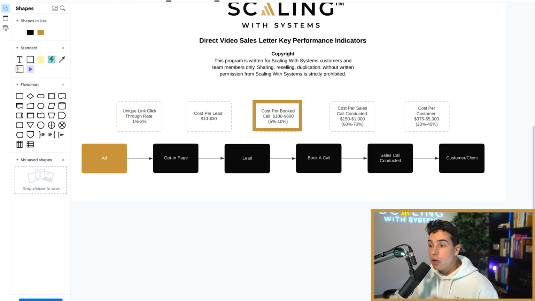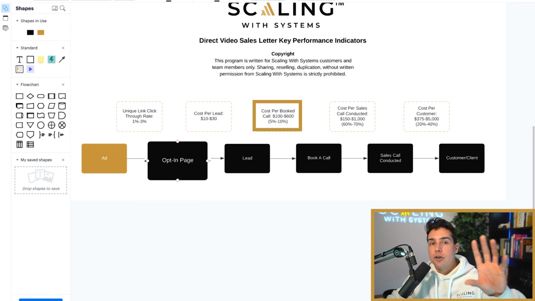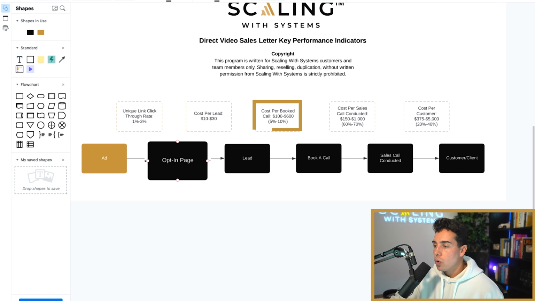So if our cost per lead is out of whack, that $10 to $30, but our unique link click-through rate is in line, it's 1 to 3%, then it typically means something on the opt-in page is wrong. Something's gone wrong on the opt-in page. There's not congruency between the ad creative and the opt-in page itself, and we need to work on it, right?